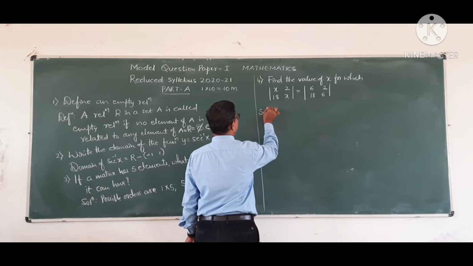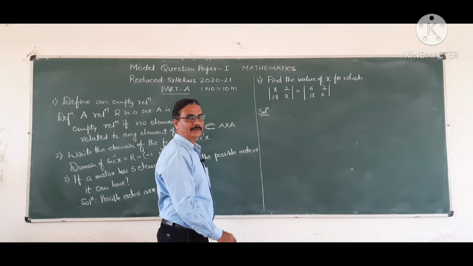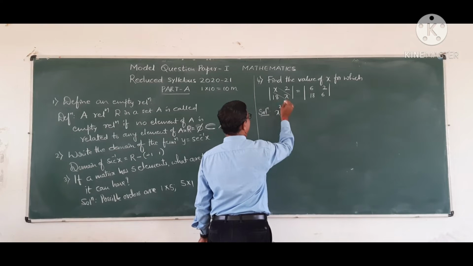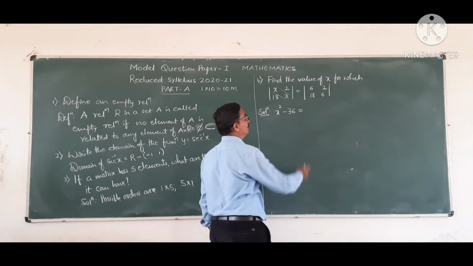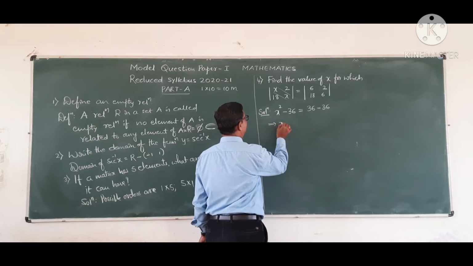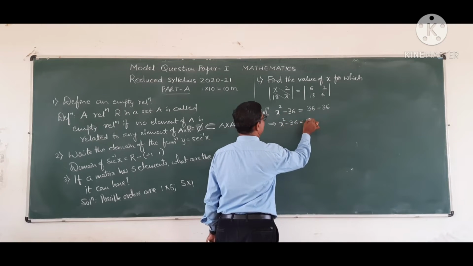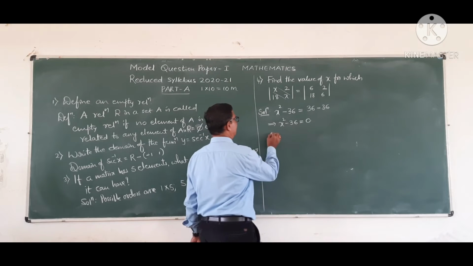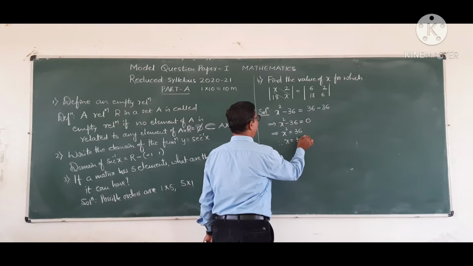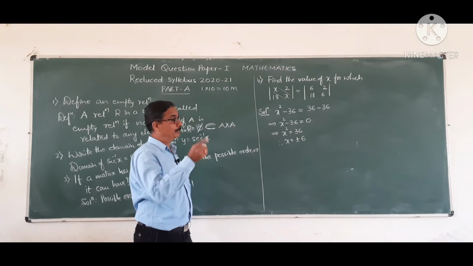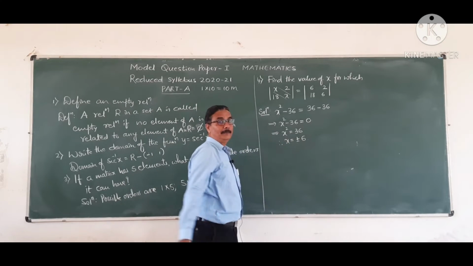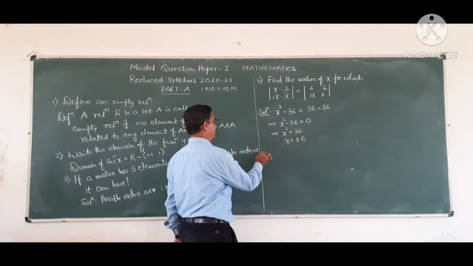Now simplify. Clearly these two are 2 cross 2 determinants. Now expand it, the difference of the cross multiplication. x square minus 18 2s are 36 is equal to 6 6s are 36 minus 18 2s are 36. Simplify. x square minus 36 is equal to 36 minus 36, 0. This implies x square is equal to 36. Therefore x is equal to plus or minus 6. Write both the values, plus 6 as well as minus 6. Don't write only one value.